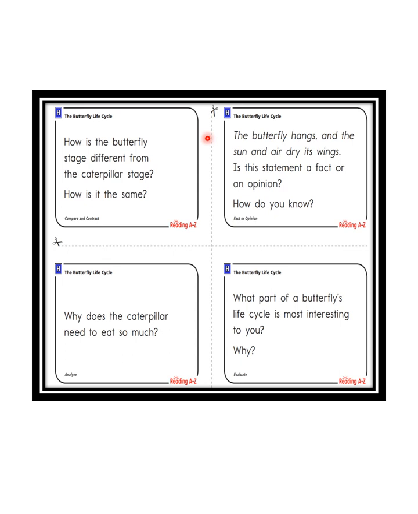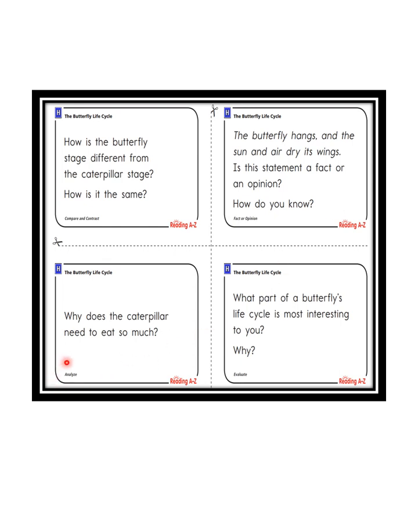It says the butterfly hangs and the sun dries its wings. Is this statement a fact or an opinion, and how do you know? Well, remember I told you in other videos that a fact is something that you can prove. And an opinion is something you think, and other people may not believe what you think. So we can prove that a butterfly hangs and dries in the sun because we can go outside and we can watch a butterfly do that. So that is a fact.